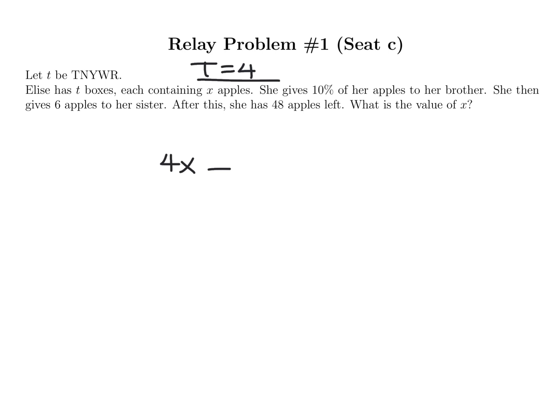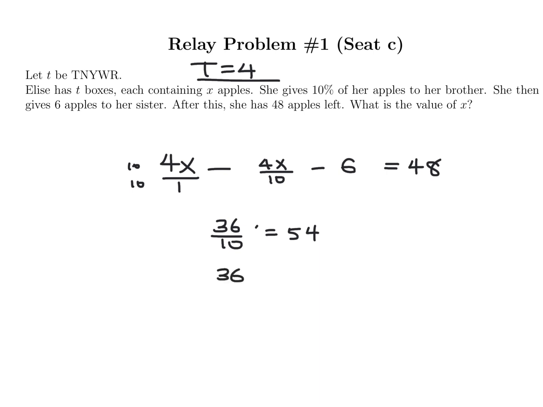And then she gives 10% of that, so 4X over 10, to her brother. And then she gives 6 apples to her sister. And then when it's all said and done, she has 48 apples left. So I believe that is the equation. Let's do this math now. Let's get a common denominator. 36X over 10 is 54. Actually, I forgot the X in there. This is going to be 540. And then X would be 540 divided by 36, which is 15. So X is 15.